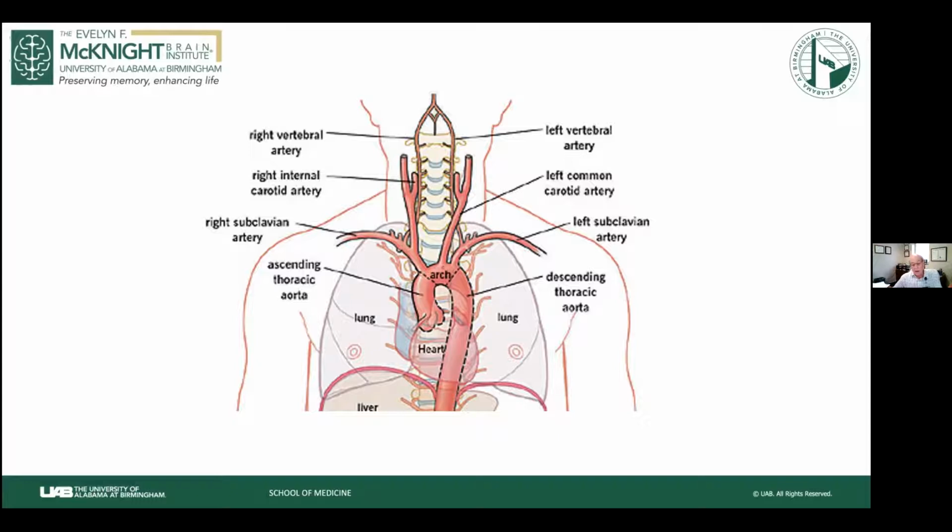The next great vessel as the blood goes along is this vessel here. And this is the left common internal carotid artery, which bifurcates into the internal and the external carotid artery. And then finally, the last great vessel is the left subclavian artery, which is here, out of which the left vertebral comes out along here. So the blood supply of the brain comes off these vessels and through the carotids and the vertebrals.